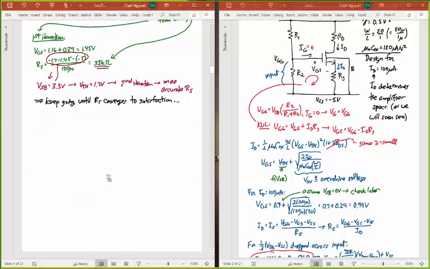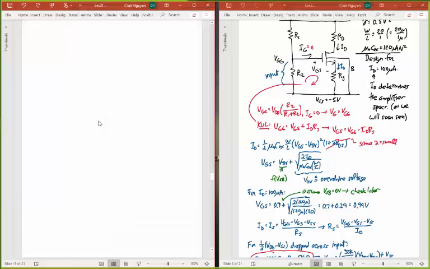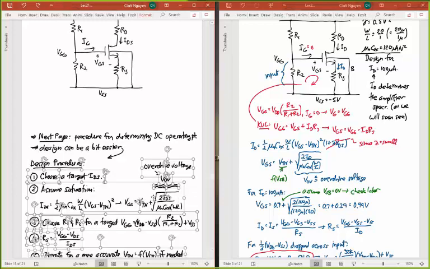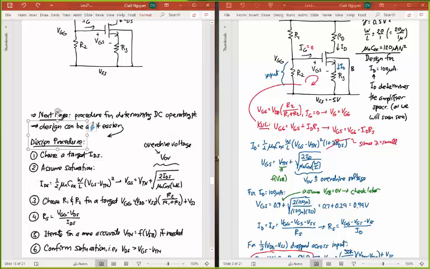I didn't quite get the whole thing. Let's try again. I think it's because I was trying to avoid that other stuff, but no, I still didn't get the design procedure. Oh, that's why.